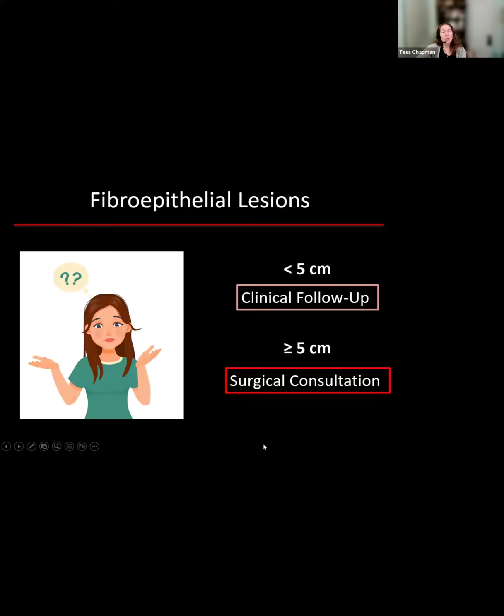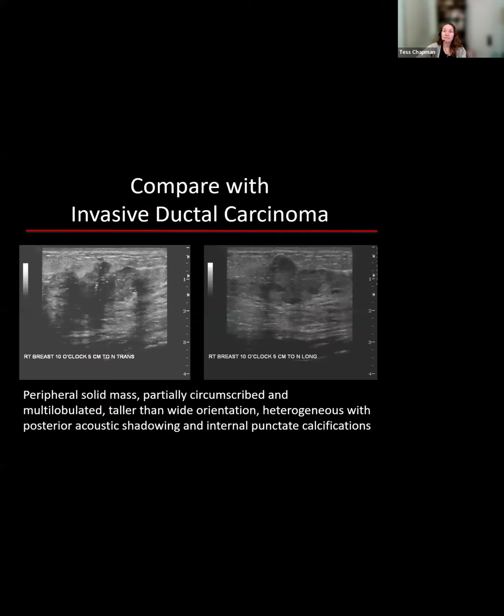So what do we do? Well, we're going to use size. If it's less than 5 centimeters, clinical follow-up is recommended. If it's greater than 5 centimeters, surgical consultation is appropriate to take that thing out. And then the pathologist can figure out what it is. So just keep in mind that size criteria of 5 centimeters. And that's how to manage these fibroepithelial lesions.